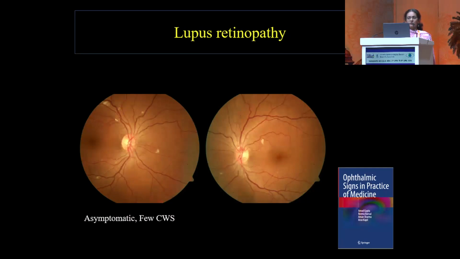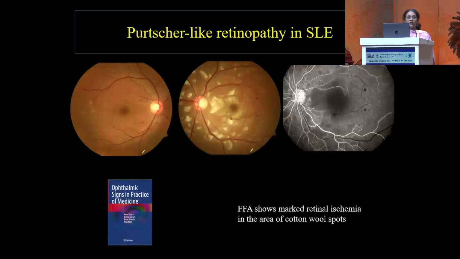This could be as mild as this. This is one of our patients, a known case of SLE, but with no symptoms, who just came for routine screening, and we found these cotton wool spots. It could be as bad as this, where the patient is symptomatic and you have numerous cotton wool spots which present like Purtscher-like retinopathy, and when you do a fluorescein, it shows marked retinal ischemia in the area of the cotton wool spots.